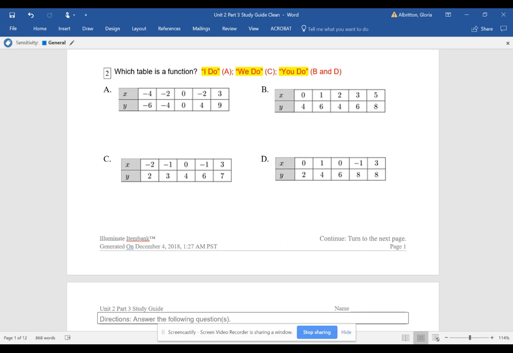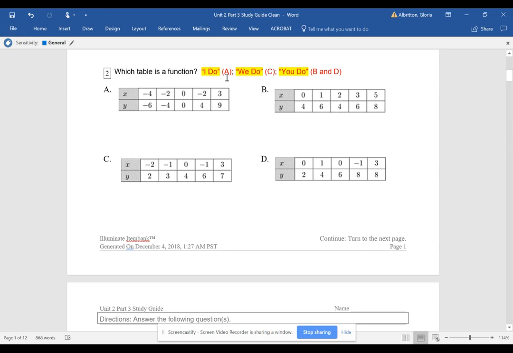So on yours, it says which table is not a function. Mine says which table is a function. And recall that in order to determine if a set of XY values are a function and you're looking at a table, then all you need to look at is the X values, because to be a function, the X values cannot repeat. So which table is a function?